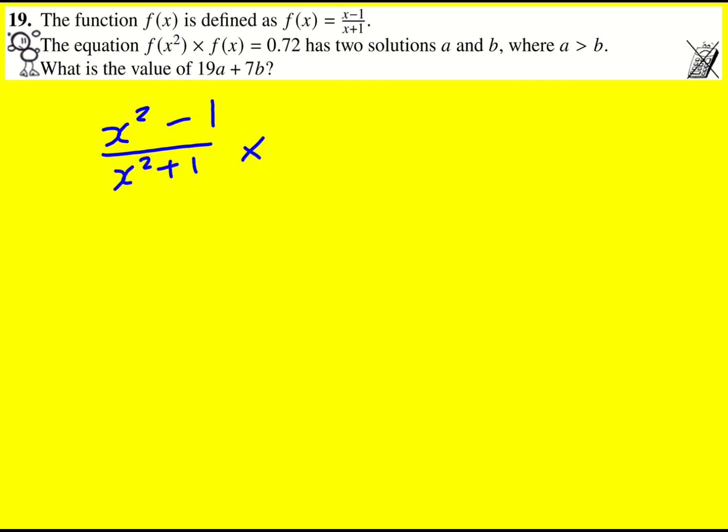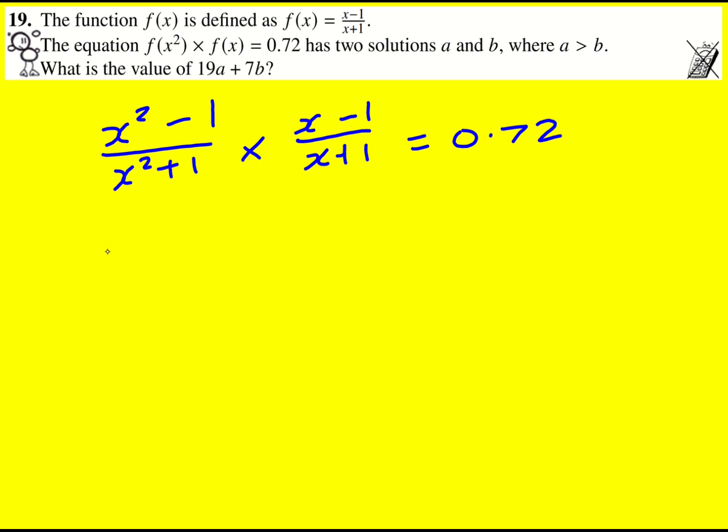And then we're going to times it by f(x). That's just the (x - 1)/(x + 1). And that is equal to 0.72. Okay, that's step one. I've created the equation from the function notation. Two solutions, a and b, where a is greater than b.